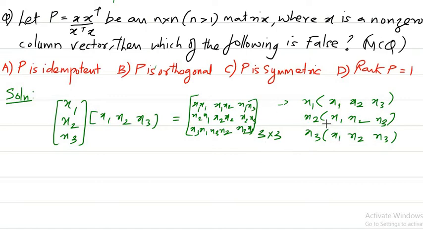Now if you look at this particular matrix, can you tell what is its rank? Yes, the rank is 1, because we have only one linearly independent row vector here. The first row is x1 times the row x1 x2 x3, the second is x2 times the same row, and the third is x3 times the same row, right?